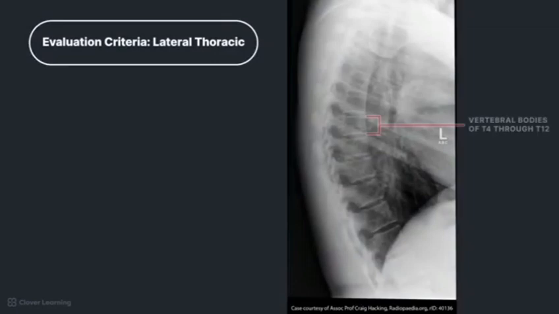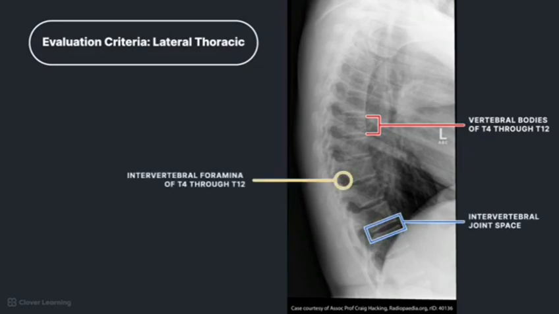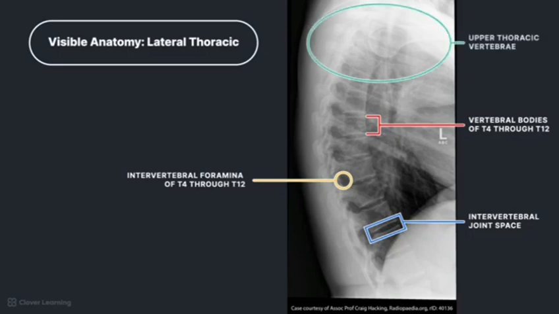In this image, the vertebral bodies, intervertebral joint spaces, and intervertebral foramina of T4 through T12 should be demonstrated. The intervertebral disc spaces should be open, and a true lateral is indicated by the superimposition of the posterior aspects of the vertebral bodies. Note, T1 through T3 will not be well visualized, so a cervico-thoracic swimmer's lateral should be obtained if the upper thoracic vertebrae are of interest. We will take a look at that projection next.